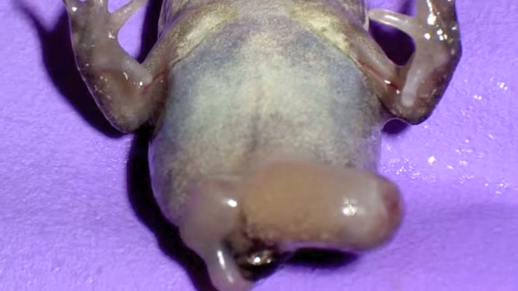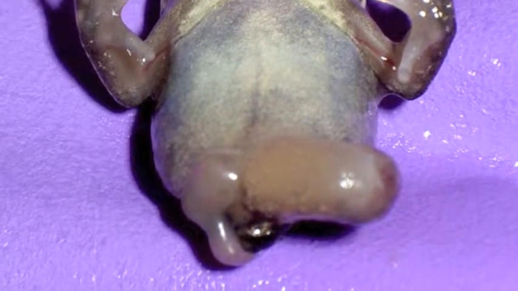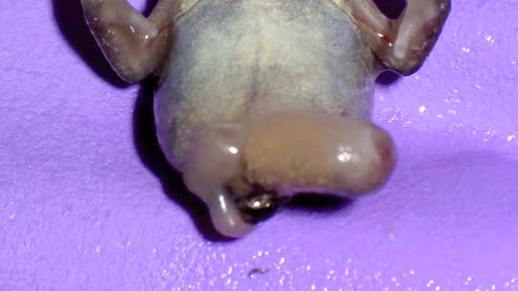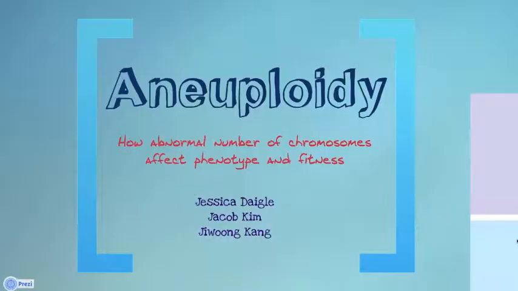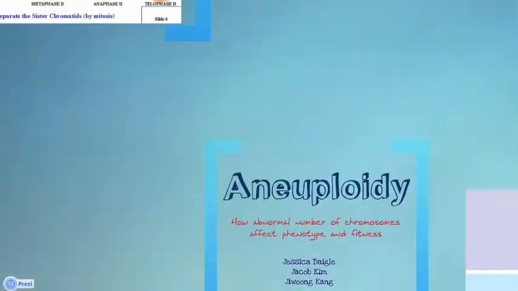My god, what happened to it? Well, Jessica, that frog's cells contain a strange number of chromosomes called aneuploidy. Wait, what? Do you guys remember about meiosis?